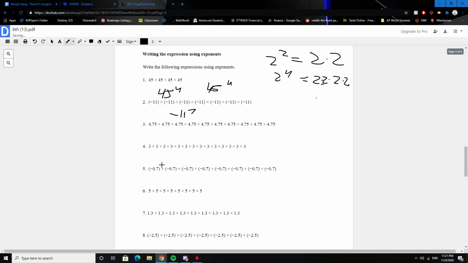Or in this case, let's just say this one, 4.75. It doesn't matter what number it is. You're just looking at the exponents for this question, so focus on how many of the same numbers there are. In this case, there's 1, 2, 3, 4, 5, 6, 7, 8, 9, 10 of the same number. All you have to do is 4.75 to the 10th power. That's it. Very simple. You don't have to worry about any of the numbers inside. You just have to worry about how many of the same number there are and turn them into exponents.